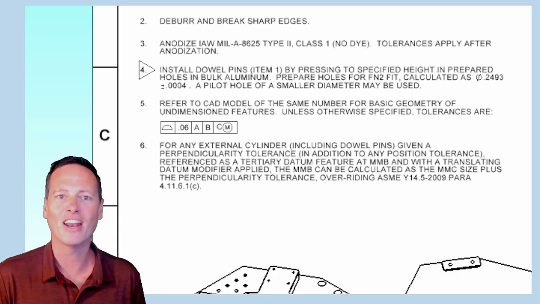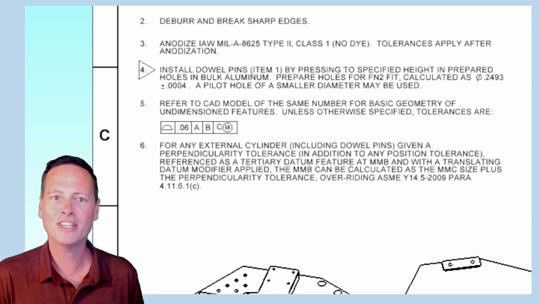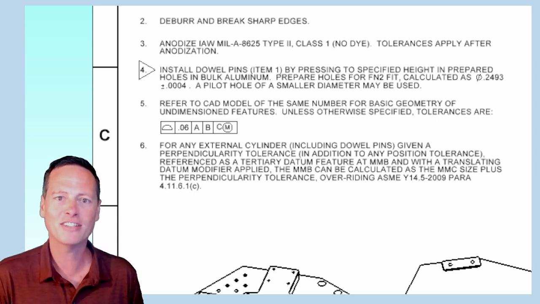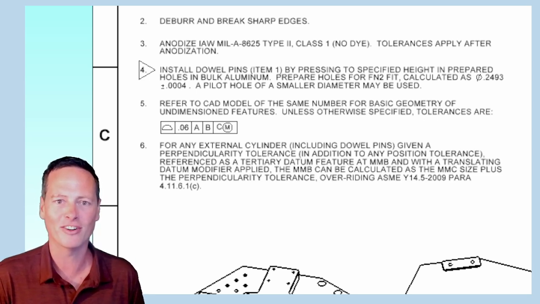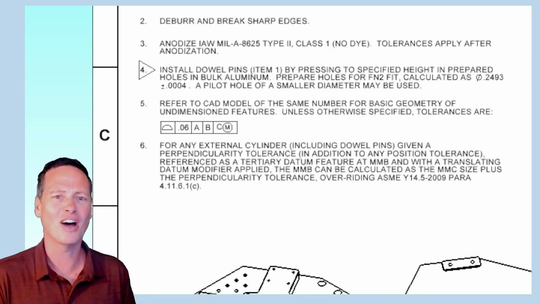One idea is to write a new general note. So here's what I got here in GD&T 00460. For any external cylinder, including dowel pins, given a perpendicularity tolerance in addition to any position tolerance, referenced as a tertiary datum feature at MMB, and with a translating datum modifier applied, the MMB can be calculated as the MMC size plus the perpendicularity tolerance, overriding ASME Y14.5 2009, paragraph 4.11.6.1c. Don't you just love the English language?